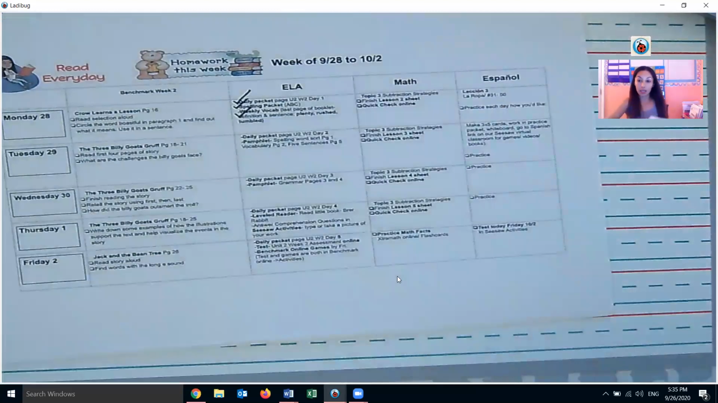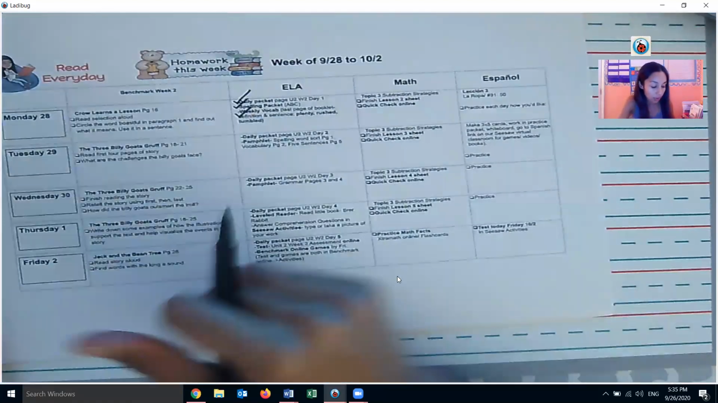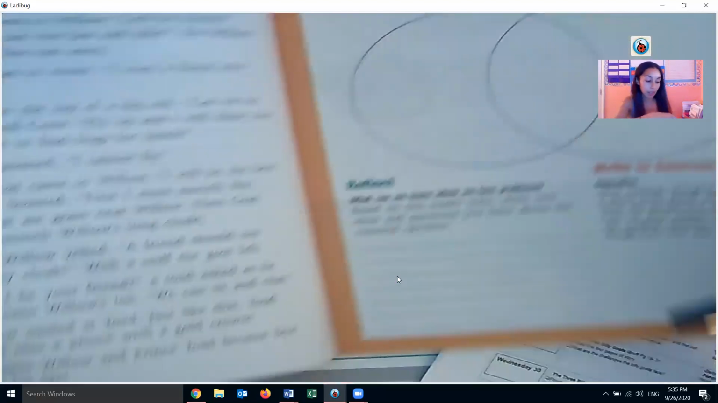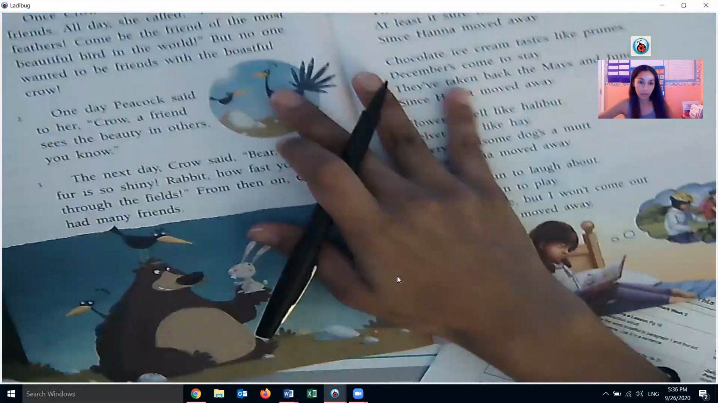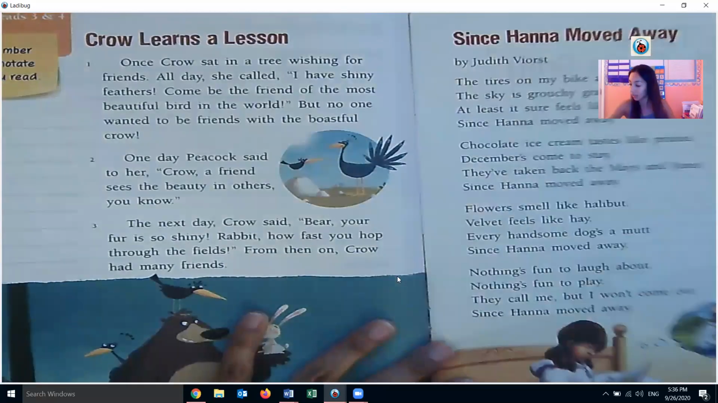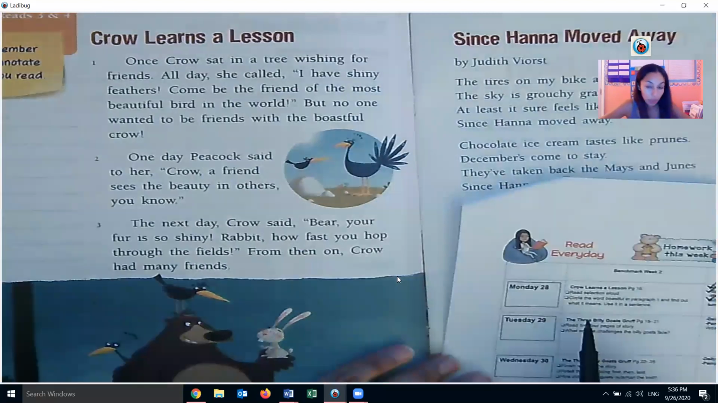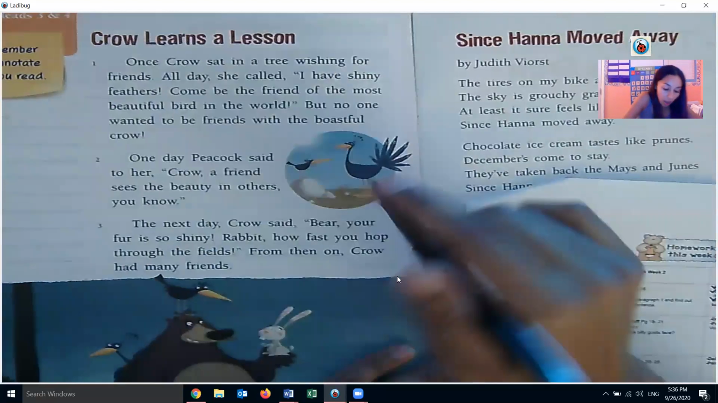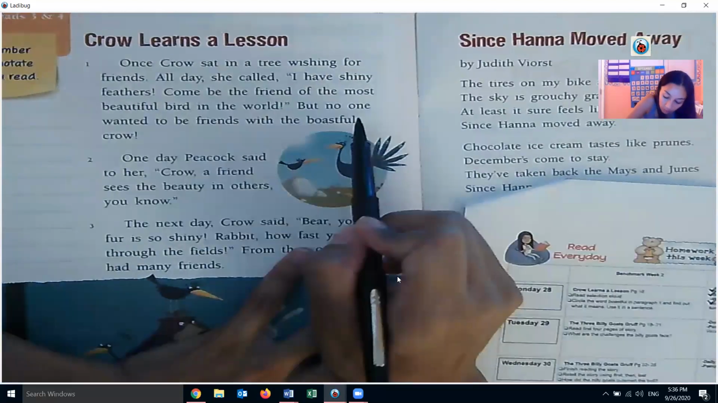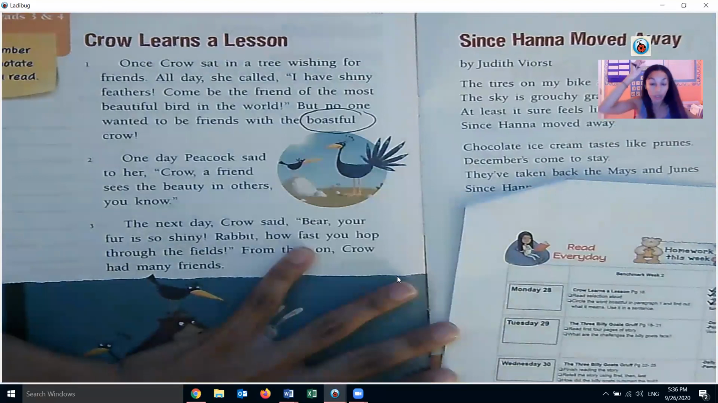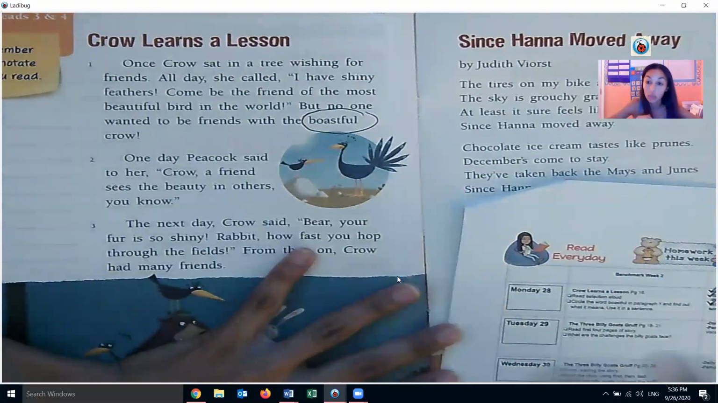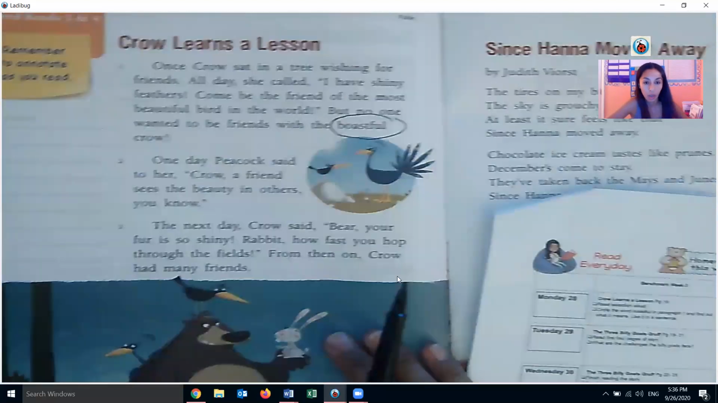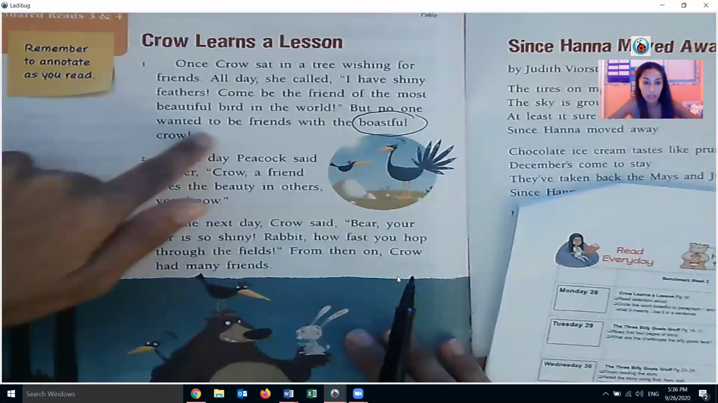The next piece is in the same booklet, but now we're going to go to the story Crow Learns a Lesson. And I'm going to do the activity, the home activity, that it tells me here. So it says, for Monday, we're going to reread the story. So it's a short one. We're going to circle the word boastful and find out what it means based on all the other words and use it in a sentence. So maybe we can do that on the side or in this little blank space.